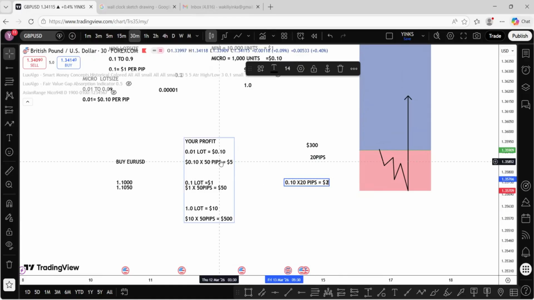Right? We've done the calculation here for the reward part, for the 50 pips to make $5. Now imagine taking $2 from your $300 and then you make $5. The same thing right here.